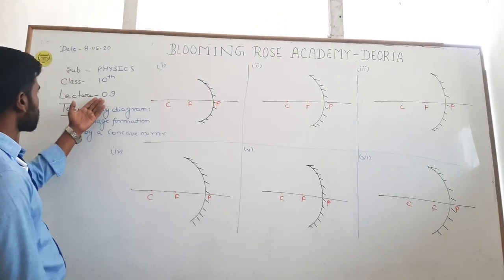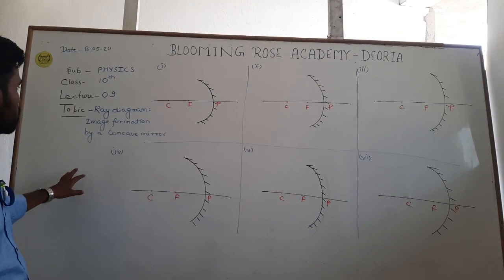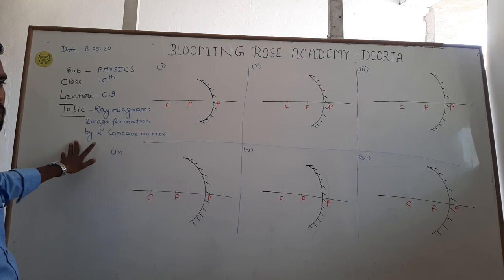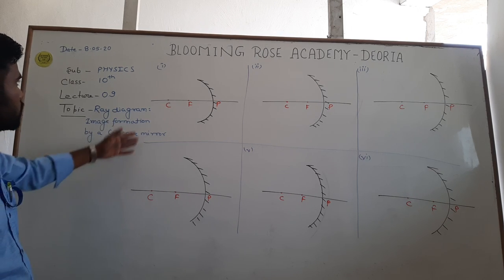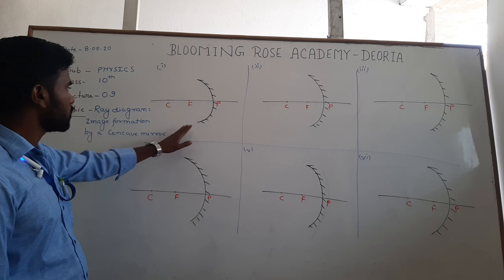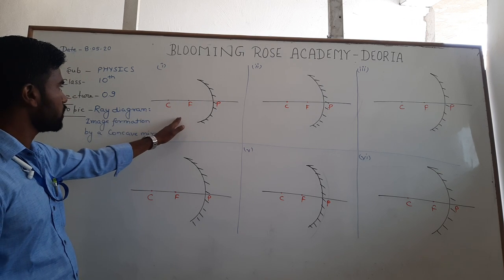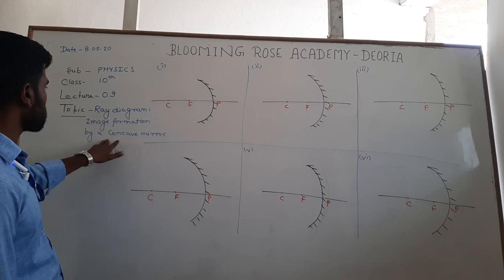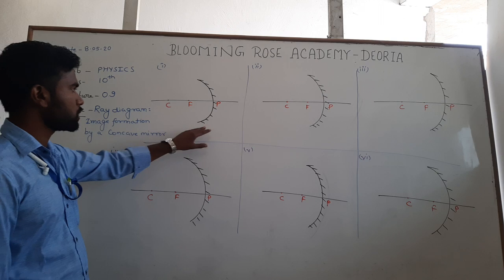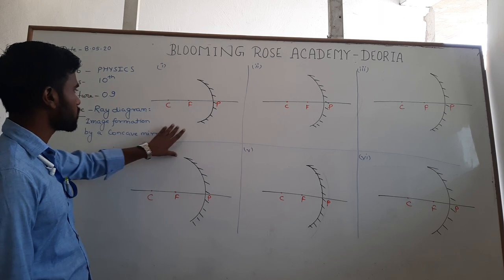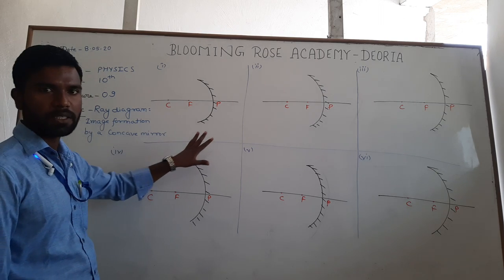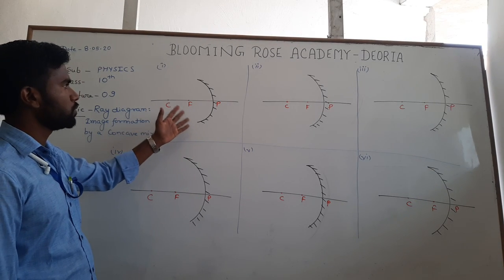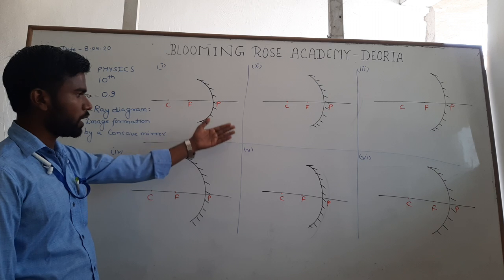Students, today is lecture 9 of physics class 10. Today we will discuss the ray diagram of image formation by a concave mirror. As we saw in yesterday's lecture, the rules of image formation by a concave mirror had 6 points or 6 positions where we can place an object. So we will discuss and draw those positions here by ray diagram.